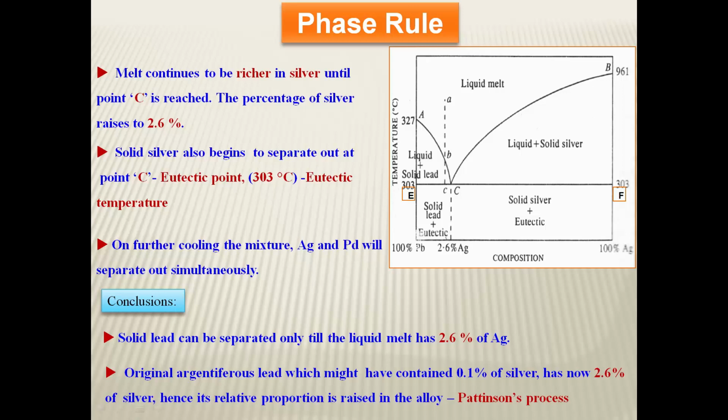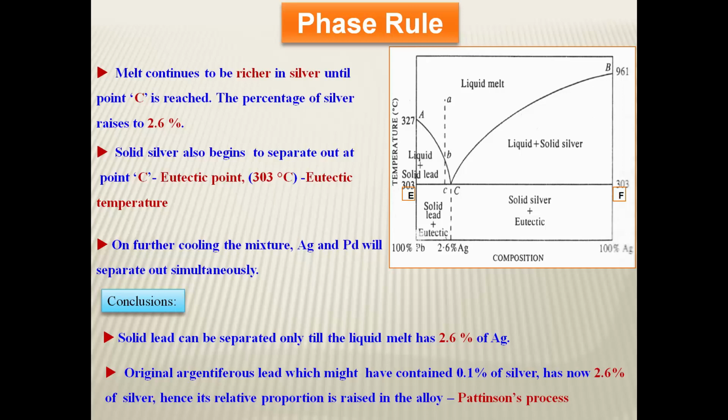This solid lead can be obtained only till the composition of the liquid melt has 2.6% of silver in it. Once the composition of the liquid melt has reached a stage when it has 2.6% of silver, that is at this point, we cannot separate it anymore, because now at this point both the solids are being separated out simultaneously.